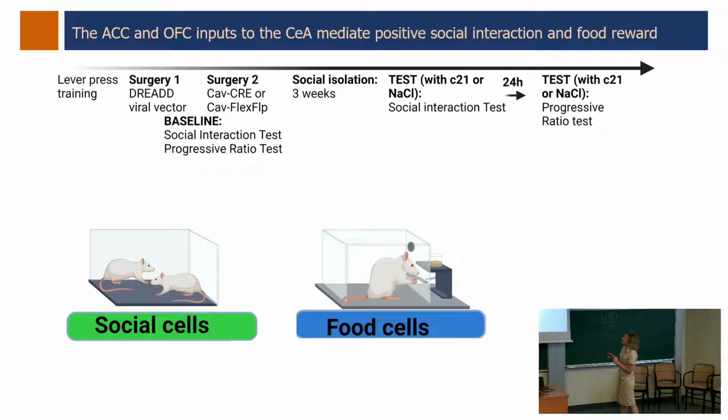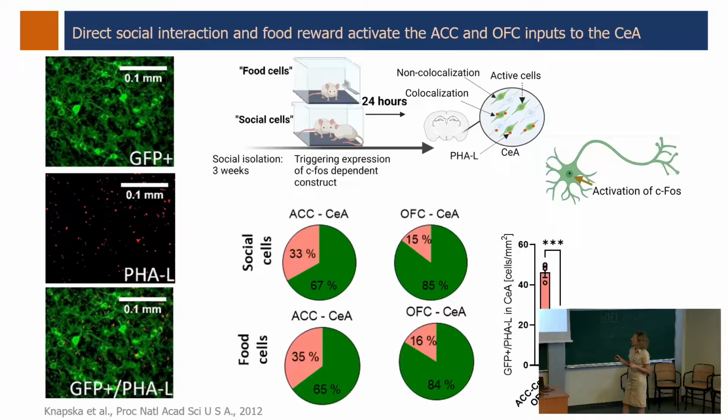And then the rats were isolated and then tested, firstly in a social interaction test and then in the progressive ratio test to assess their motivation to get food reward. So we look at the cells that we call social cells or food cells.